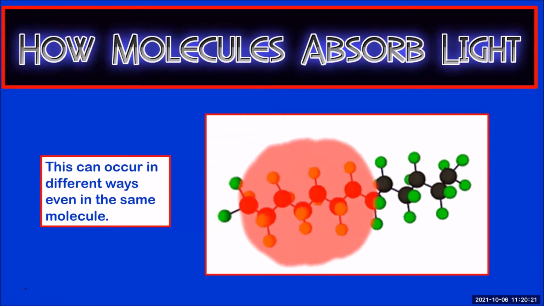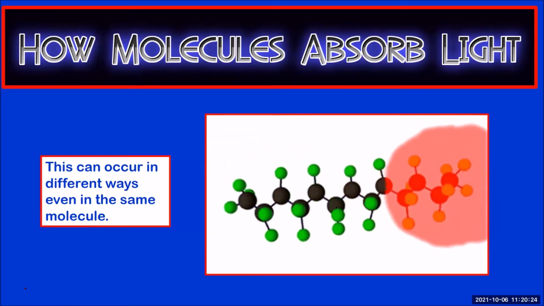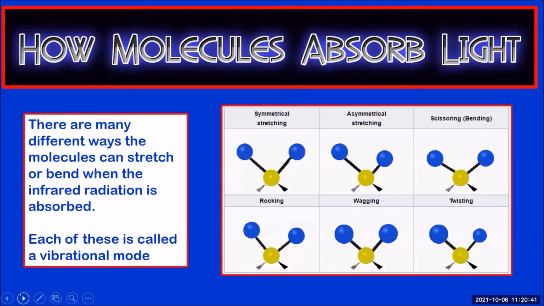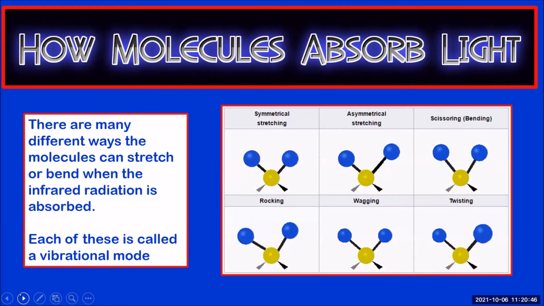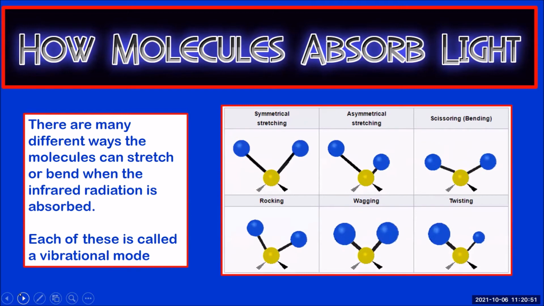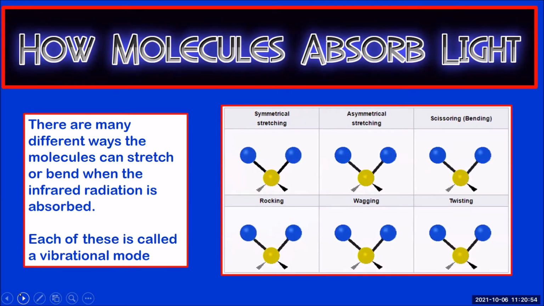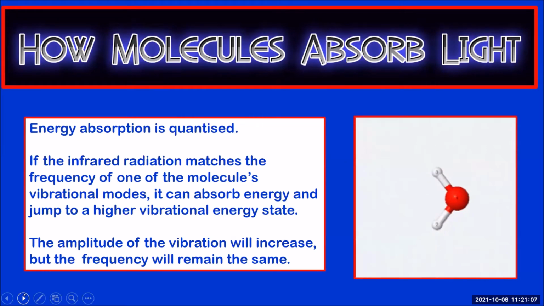There are many ways the vibration of a bond can be affected by absorbing the infrared radiation. The different ways the bonds can stretch and bend are called vibrational modes. Each bond has a particular frequency of vibration, as in how fast each of these vibrations occur within the molecule. For a molecule to be able to absorb the frequency of infrared radiation, that radiation has to match the frequency of one of the vibrational modes of the molecule. This will make the vibrations stronger, but not faster, so the bond will stretch or bend further, but it'll still be doing that at the same pace.